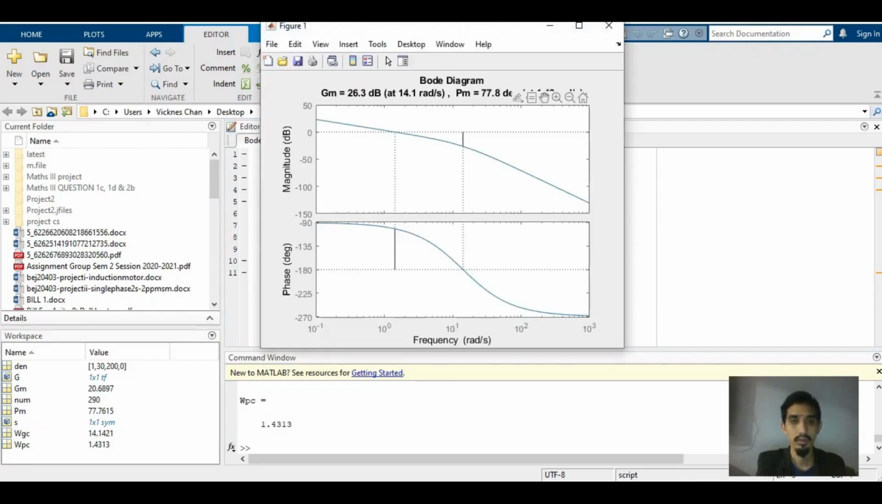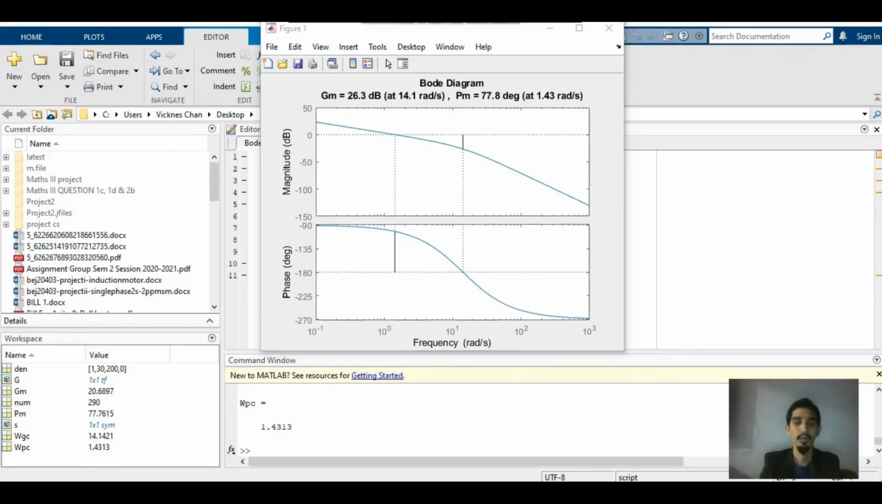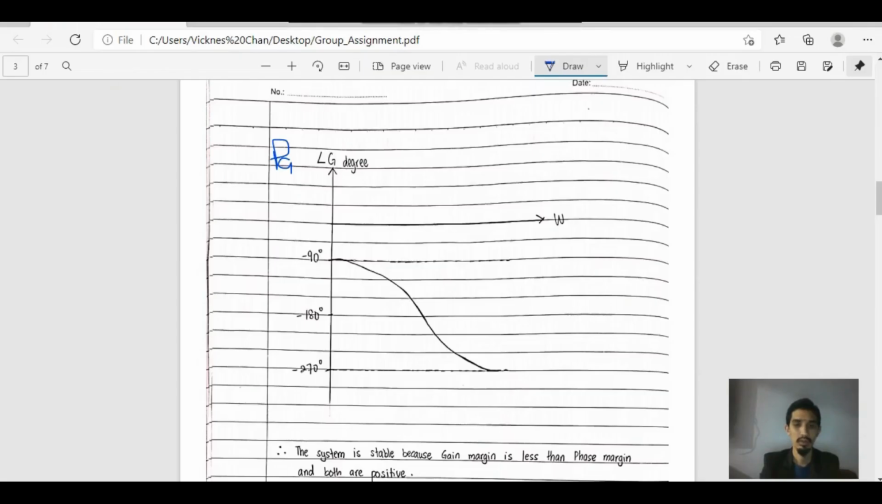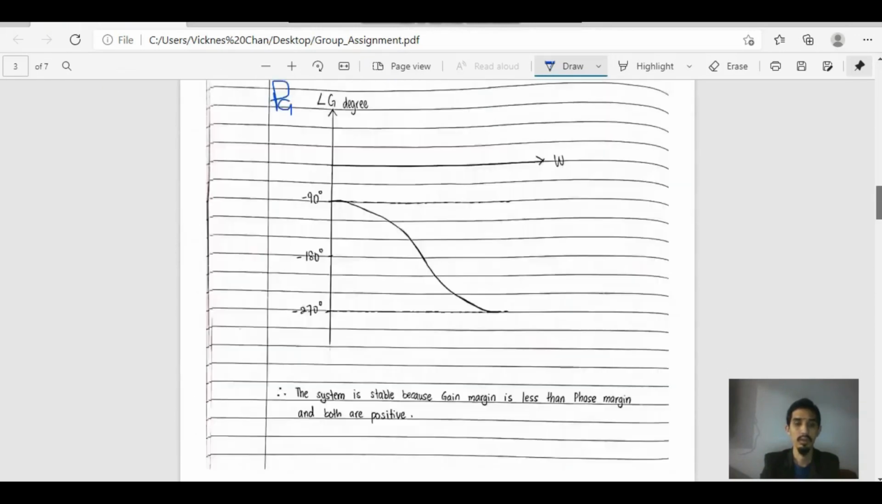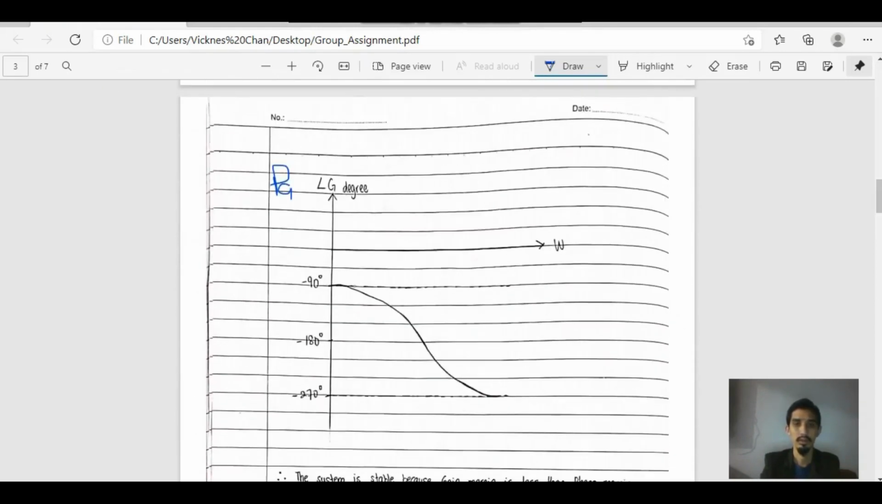Here is the result that we get for magnitude and also phase angle, and we know that the simulation graph is accurate with our manual graph that we plotted for magnitude and phase angle. That's all from me. Thank you.